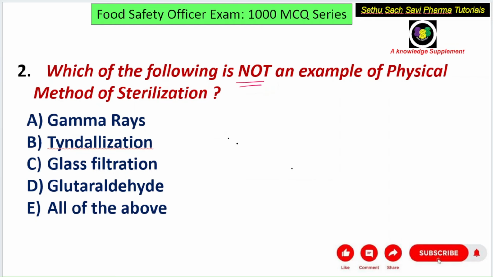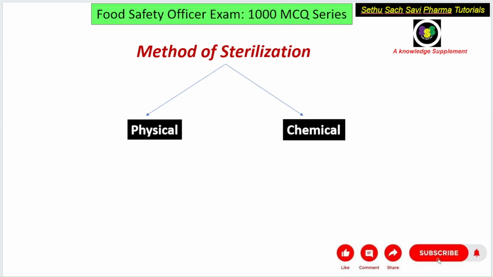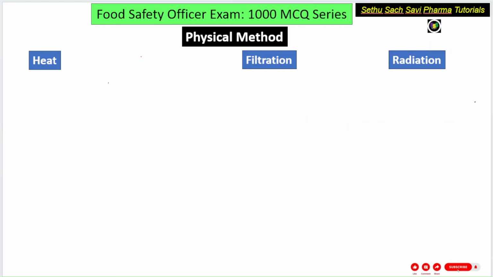So the first thing you need to know is the different sterilization methods. The methods of sterilization can be divided into two categories. One is physical sterilization. The second one is chemical sterilization. Now let's look at the physical methods of sterilization. There are mainly three types. One is heat sterilization. The second physical method is filtration. The third one is radiation sterilization.